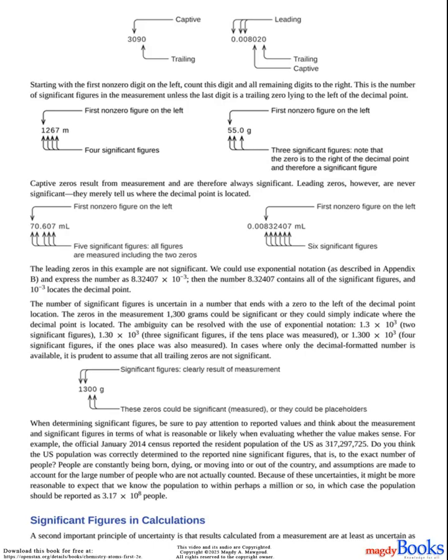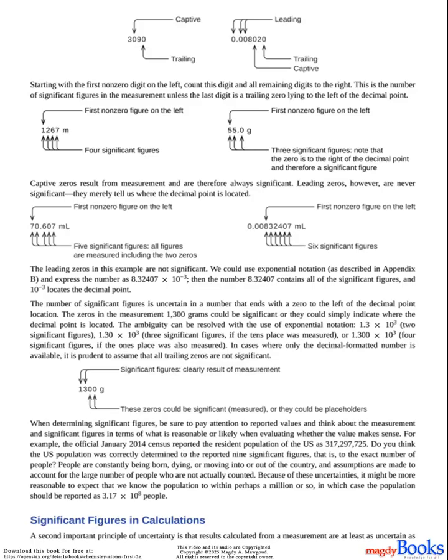Captive zeros result from measurement and are therefore always significant. Leading zeros, however, are never significant, they merely tell us where the decimal point is located. Figure A. 70.607 milliliter. First non-zero figure on the left. 5 significant figures. All figures are measured including the 2 zeros.